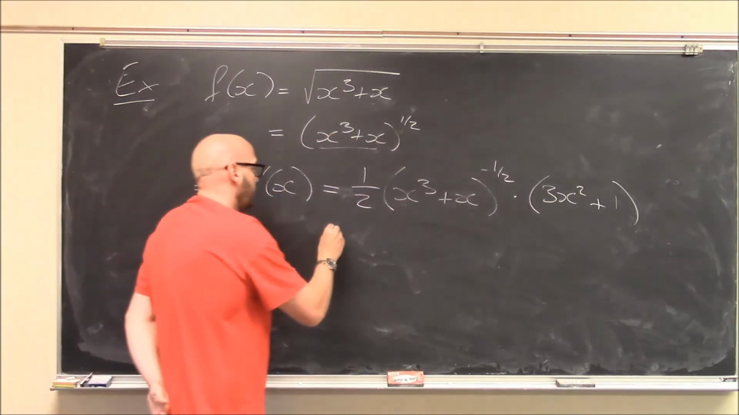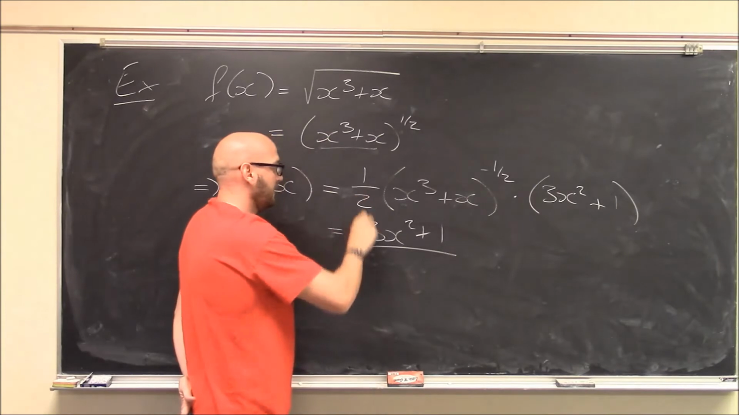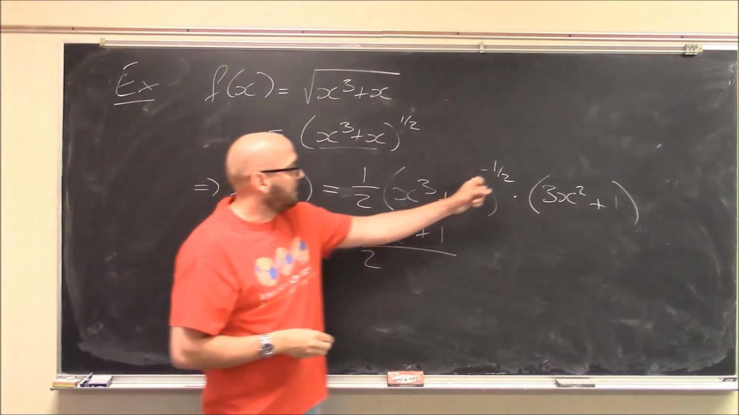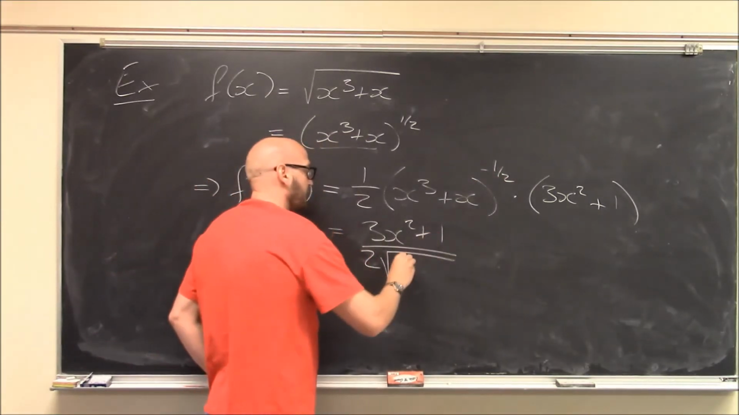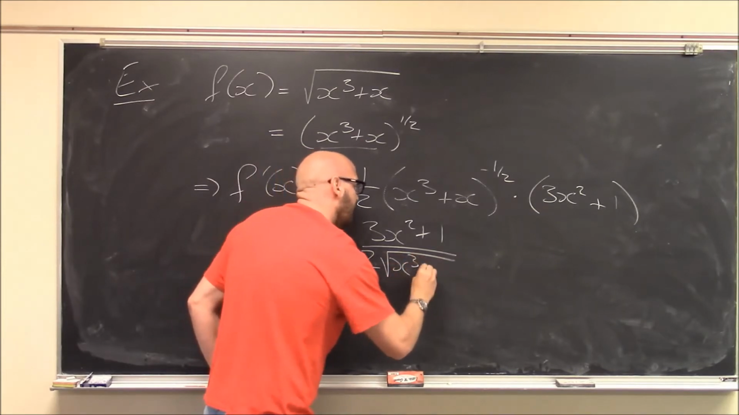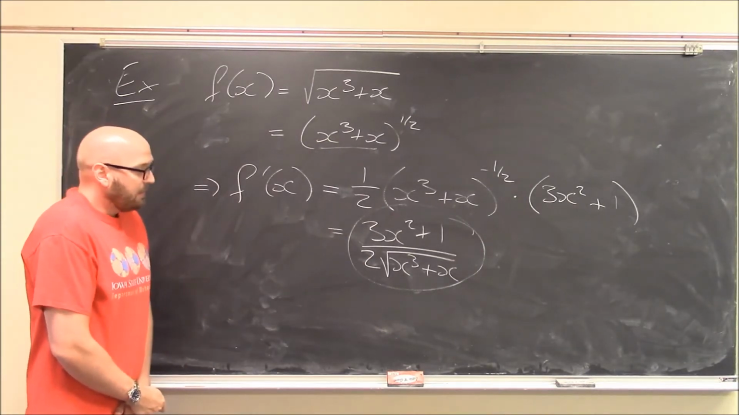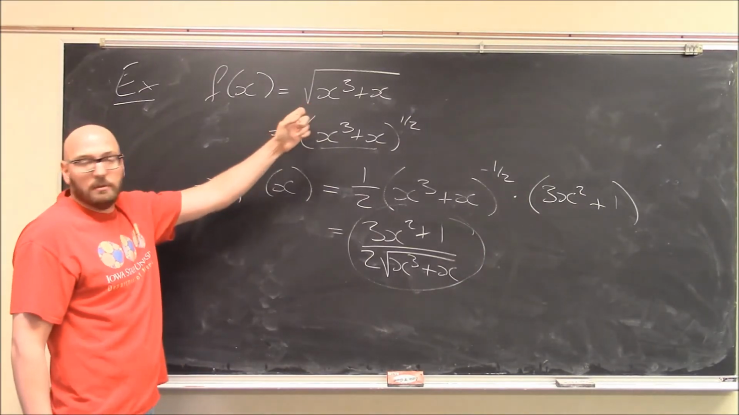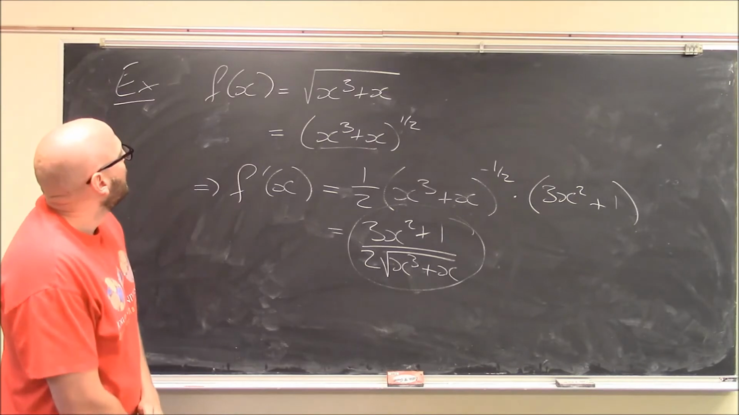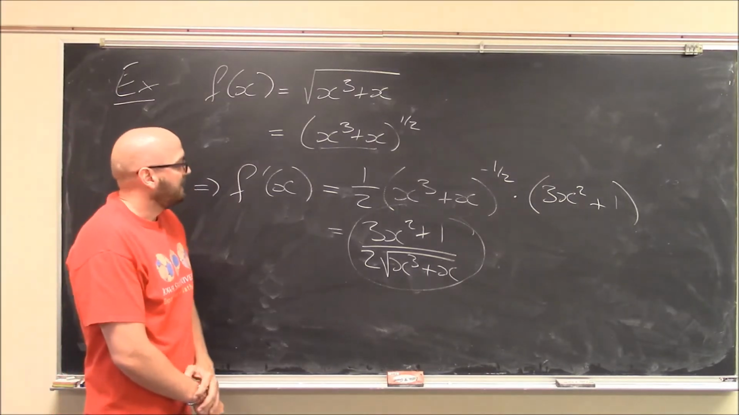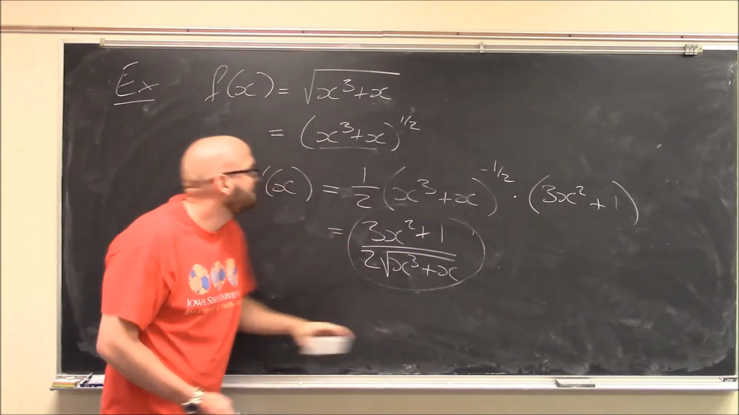And that's it. Maybe if you want to clean this up, make it look a little bit nicer. 3x squared plus 1 up top. Everything down below, we've got a 2 down here from the 1/2. And this negative 1/2 puts everything down on the bottom. And I'll go back to a square root because we started with one. So over square root of x cubed plus x. And again, before now, this would be a complicated derivative. None of our rules would have worked on it, I don't think. Perhaps you could have done this with the limit definition, but it would have taken you a little while. But just using the chain rule, it was a one-line process.